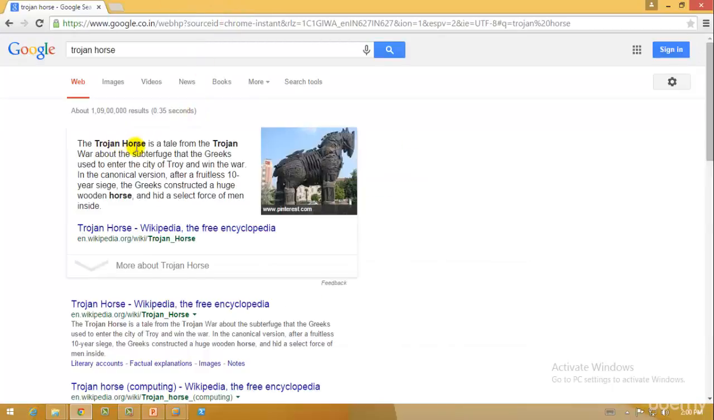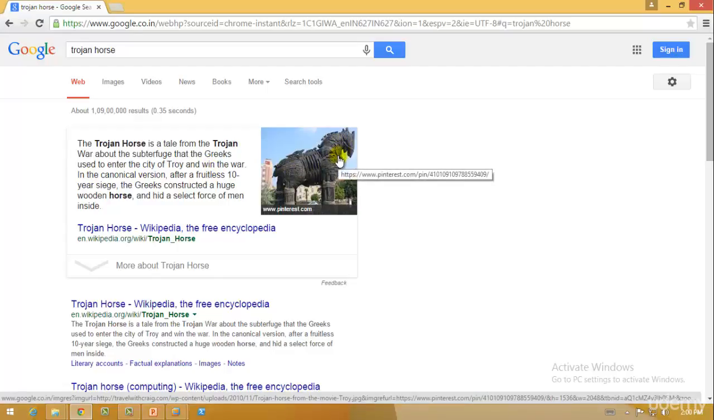So as you can see, the Trojan horse is a tale from the Greek war about the subterfuge that the Greeks used to enter the city of Troy and win the war. What they did exactly was, the Greeks were about to lose the war when they entered the city of Troy. So they created this huge statue, around 10 or 15 meters or even more, I don't know exactly.